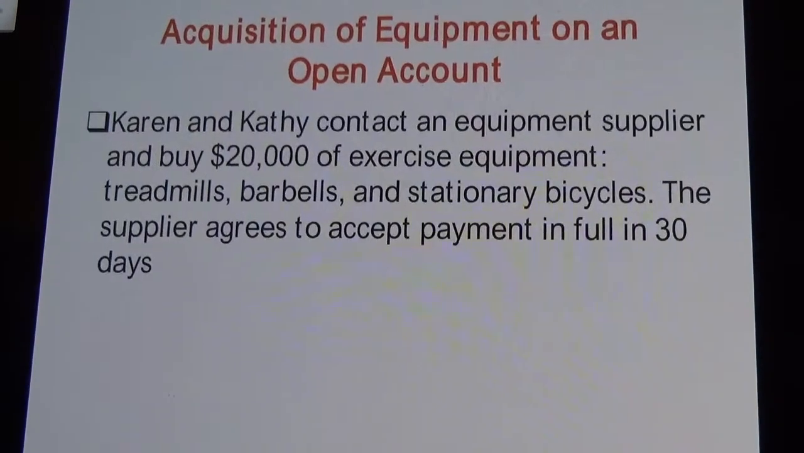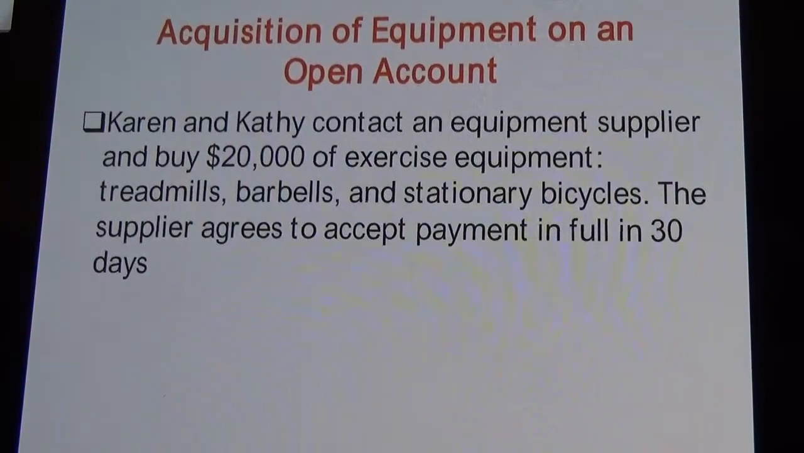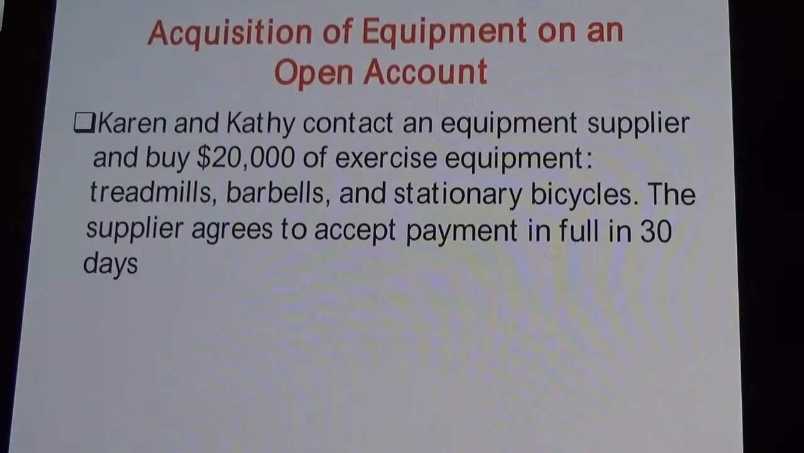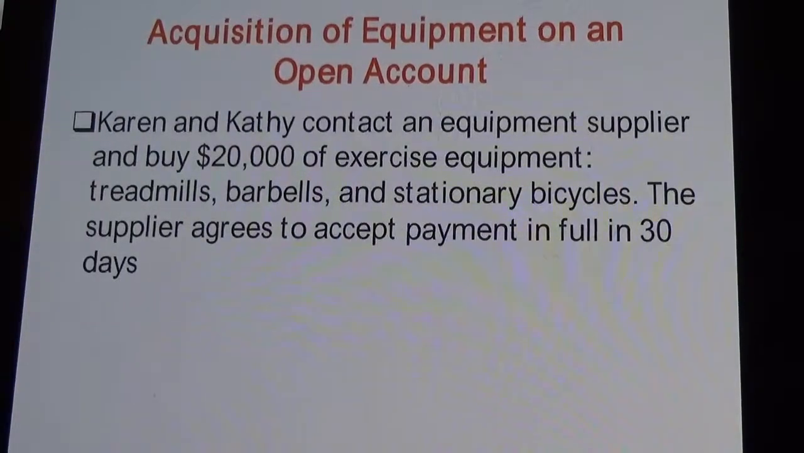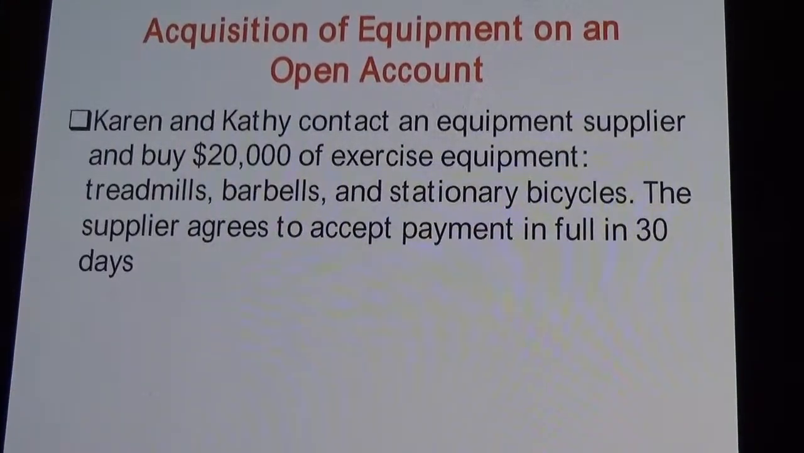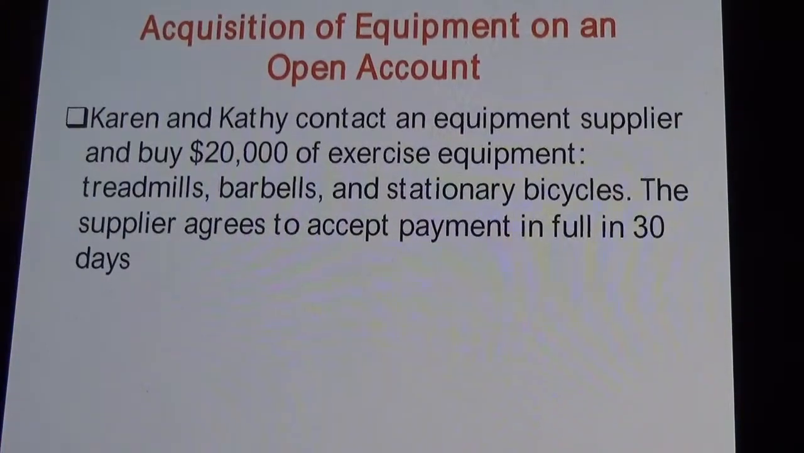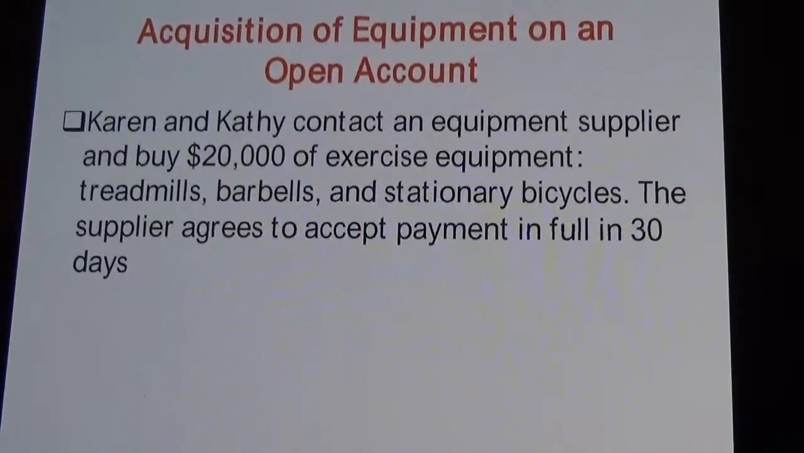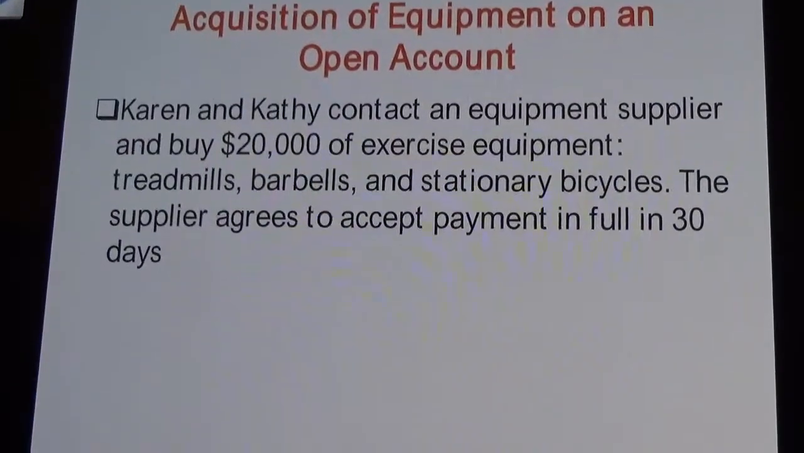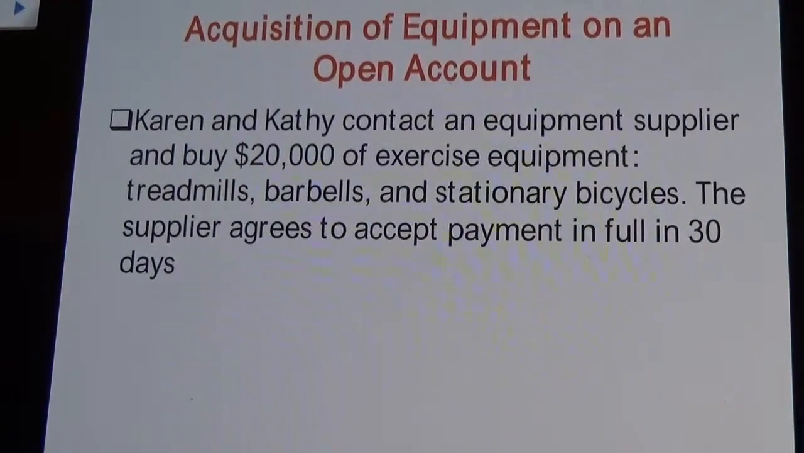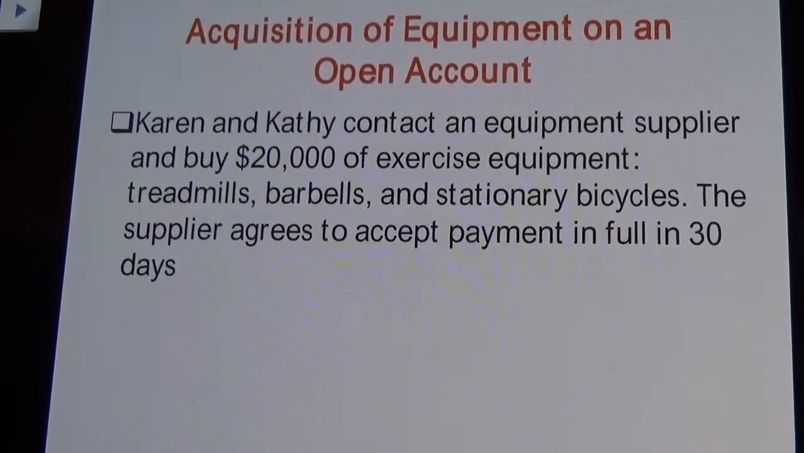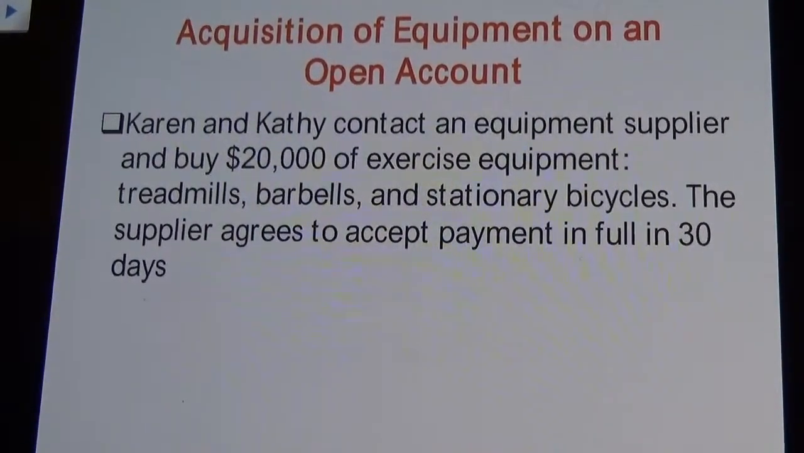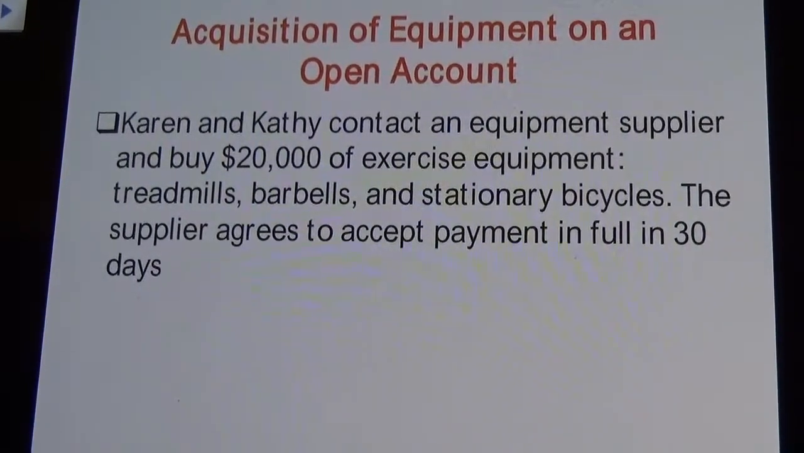The next transaction this company engages in is they buy some equipment, and it's $20,000 worth of exercise equipment. Treadmills, barbells, stationary bicycles. That sounds like things that will last longer than a year, so those are going to be long-term assets. And in this case, the supplier agrees to accept payment in full in 30 days. So this is not a note payable. That doesn't say anything about a promissory note, and the typical kind of credit agreement in businesses that allow credit is a 30-day payment.